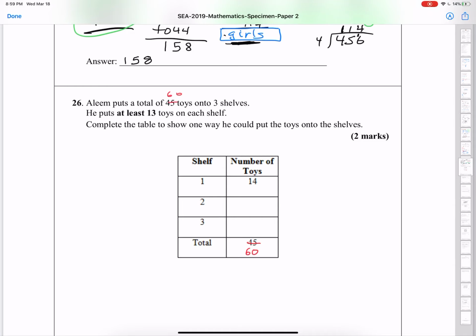Aleem puts a total of 60 toys onto 3 shelves. He puts at least 13 toys on each shelf. Complete the table to show one way he could put the toys onto the shelves. Well, that was easy. 14 plus something equals 60. Alright? So it's any amount actually.